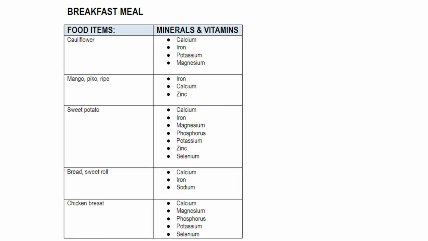The minerals found in cauliflower are calcium, iron, potassium, and magnesium. The minerals found in mango pico ripe are calcium, iron, and zinc. The minerals found in sweet potato are calcium, iron, zinc, potassium, magnesium, phosphorus, and selenium. The minerals found in bread sweet roll are calcium, iron, and sodium. Lastly, the minerals found in chicken breast are calcium, potassium, magnesium, phosphorus, and selenium.